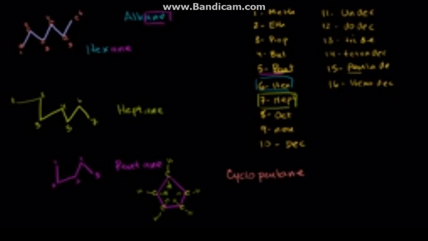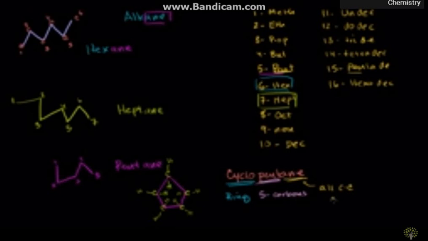Cyclopentane. So let me just break that apart. This tells us that we're dealing with a ring. You see that this is a ring right there. This tells us that we're dealing with five carbons. And then this right here, the ane part, tells us that they are all single bonds. All carbon-carbon single bonds, no double or triple bonds. All single bonds.